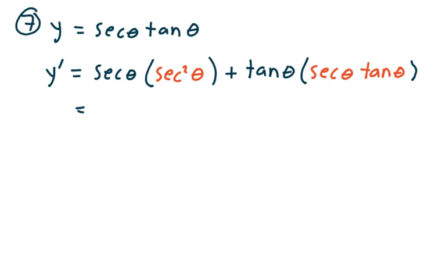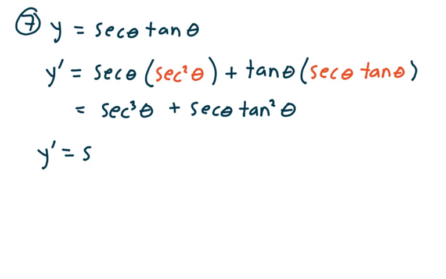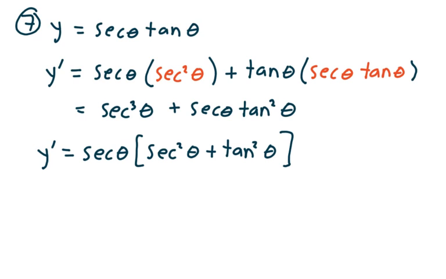So if I go to simplify this a bit, I get secant cubed theta plus secant theta times tangent squared theta. Now, I can go ahead and factor out a secant theta. And when I do, I get secant squared theta plus tangent squared theta in parentheses. Now, be careful because secant squared theta plus tangent squared theta is not equal to 1. So it's about all we can do with that.